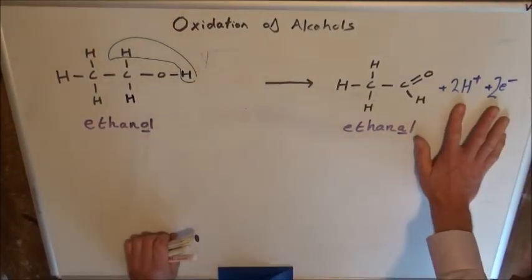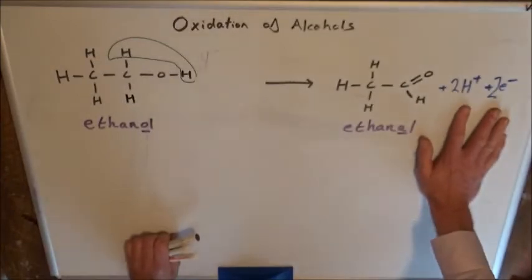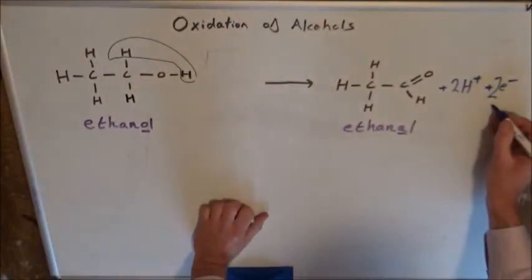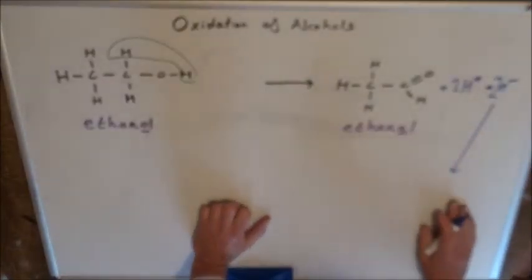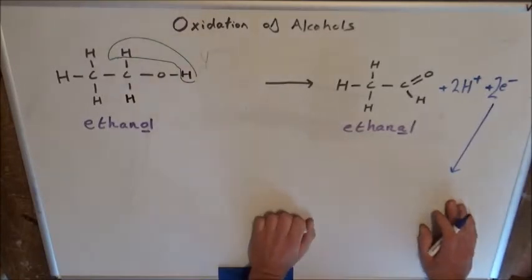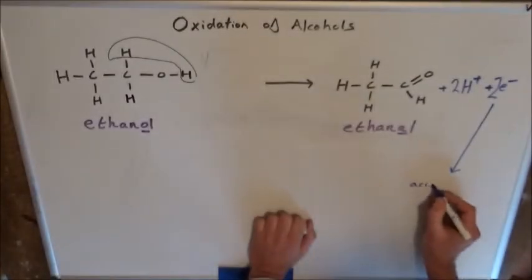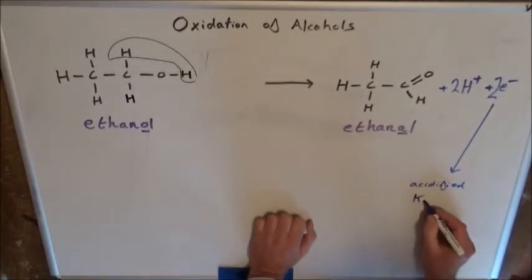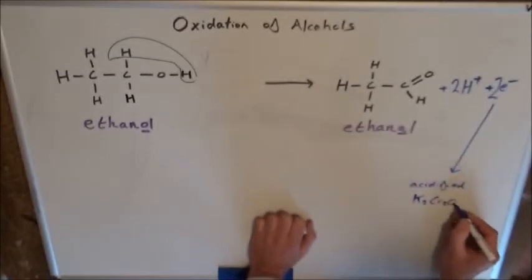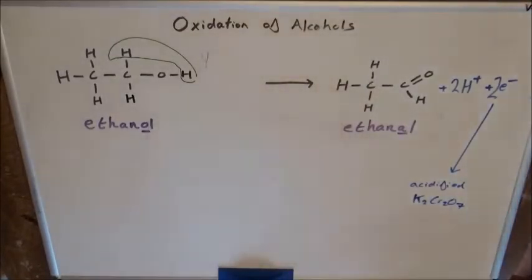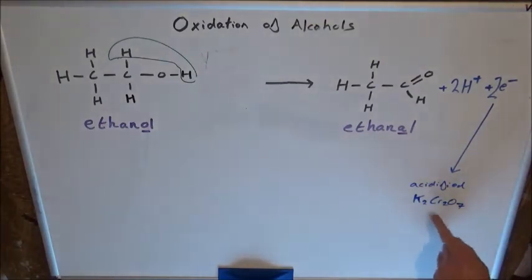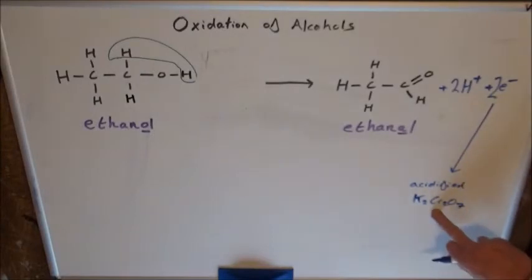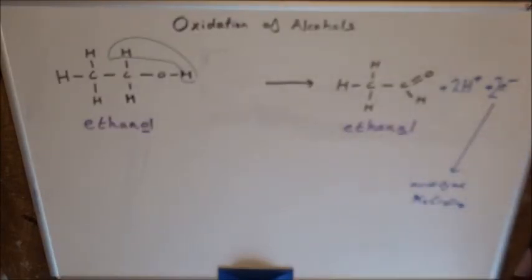Now, by writing the hydrogen atoms as separate protons and electrons, we can consider what happens to them, where they go. Well, the electrons are used to reduce the oxidizing agent, which is acidified potassium dichromate 6, so K2Cr2O7. So the acid can be sulfuric acid or hydrochloric acid. This could be the sodium salt. It's the dichromate 6 ion that matters. But that takes the electrons and it gets reduced. I'll explain that in more detail in a moment.